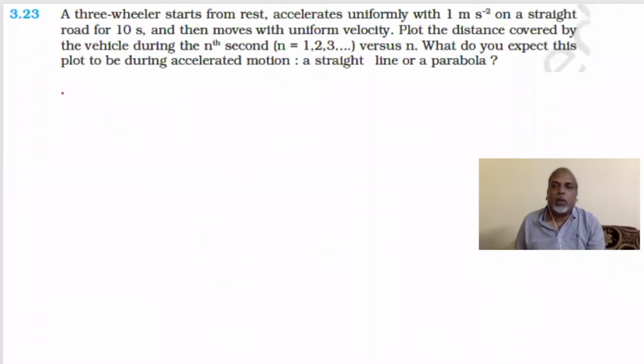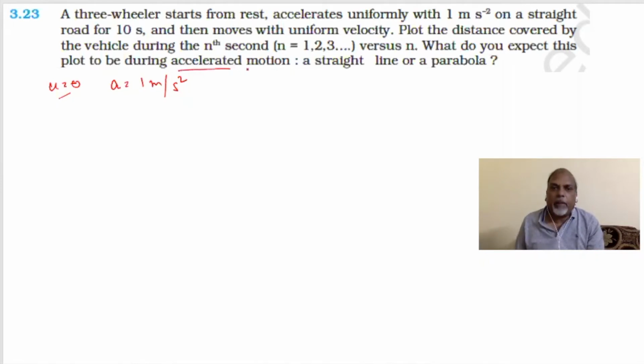Now we will go to question number 23. A three-wheeler starts from rest, means u is equal to 0, accelerates uniformly at 1 meter per second square on a straight road for 10 seconds and then moves with uniform velocity. Plot the distance covered by the vehicle during the nth second versus n. What do you expect this plot to be during accelerated motion? Actually, we have to consider during the accelerated motion only.